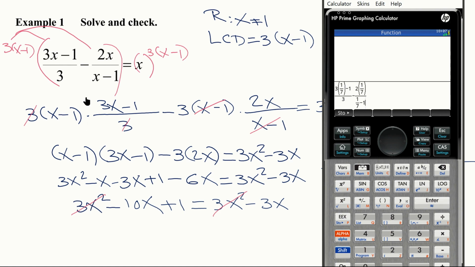Just make sure, since you're transferring from one medium to another, that you've copied it correctly. So we have 3x. Remember, we're replacing x with 1/7, minus 1 over 3 minus 2 times 1/7 over 1/7 minus 1. All right, so we get that. Now we have to do the same substitution on this side. And of course, that's just 1/7, right? So once I put that in, I notice that the left side gives me the exact same result as the right side. So we have done it correctly.